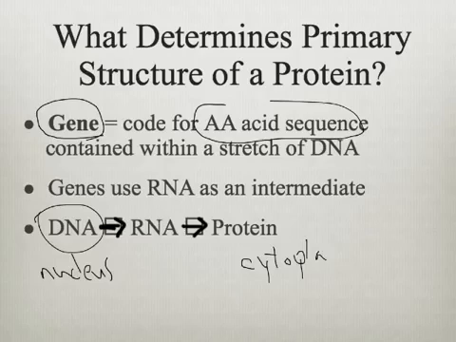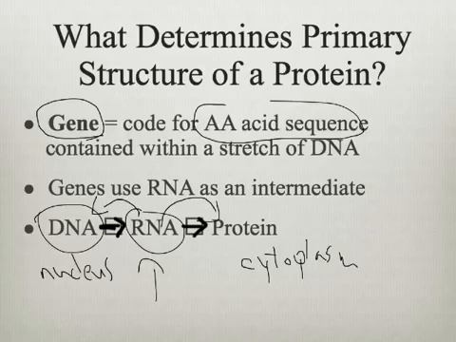So RNA is this intermediate molecule that reads the DNA, and then it brings the DNA message to the cytoplasm, so the protein can be built. RNA is an intermediate between DNA and protein, so that way the DNA can be kept safely in the nucleus and the protein can be made somewhere else in the cell, in the cytoplasm.